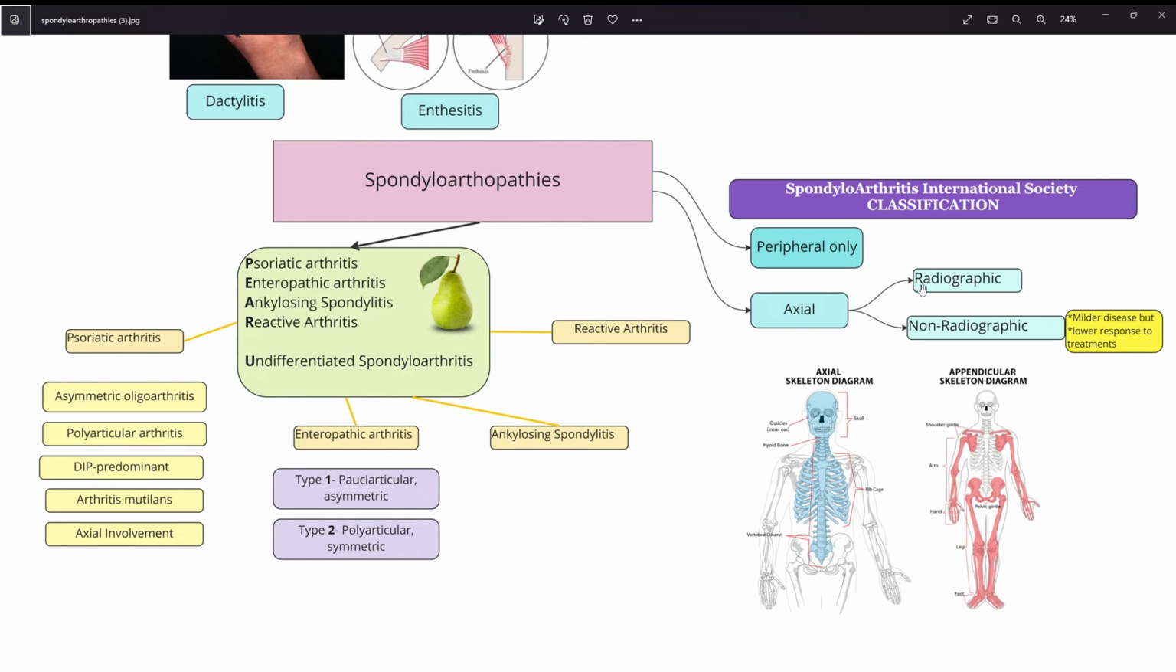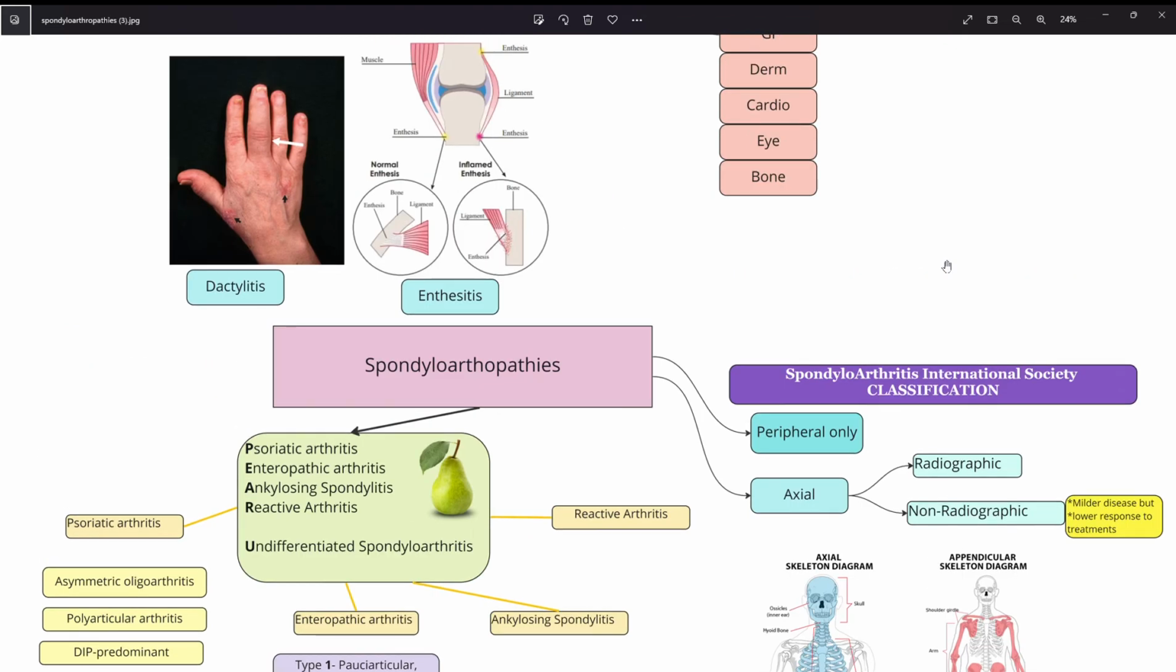And that is subgrouped into radiographic and non-radiographic. So they basically look at films, x-rays or CT scans, to see if the SI joint is showing characteristics of dysfunction and change. And if there is, then it's radiographic. And if it's not, then it's non-radiographic. Now, what's interesting about non-radiographic types of spondyloarthropathy is that you usually get a milder form of the disease, but it's harder to treat. There's a lower response to treatments, and so those are the categorizations under the Spondyloarthritis International Society.